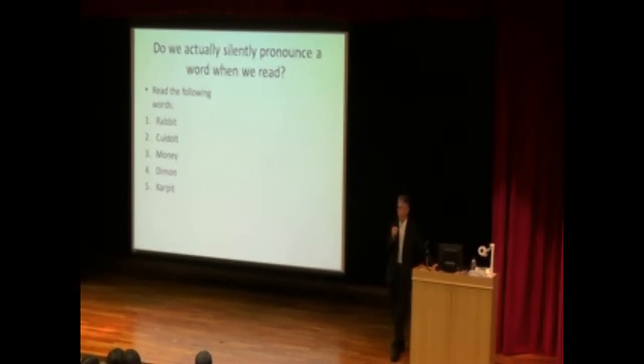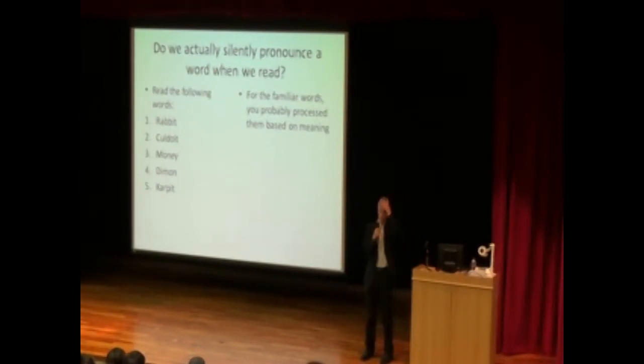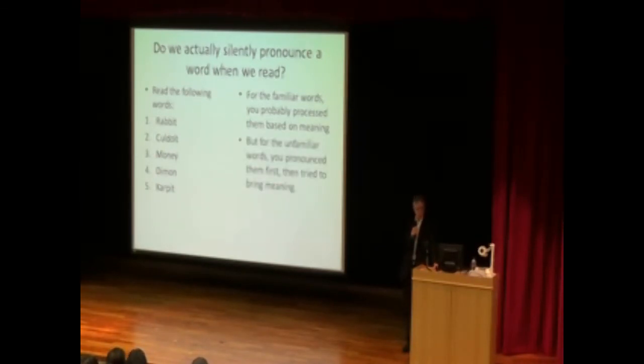For each of those words, something different was happening in your brains. For the familiar words, in other words, number one and number three, you probably process them based on meaning. So this part of your brain, the meaning, you see the word, and the meaning is coming immediately to you. In the case of number two, for the unfamiliar words, this is a completely unfamiliar word. Almost certainly, you tried to pronounce it, and then you tried to get some meaning from it. And you were unsuccessful.